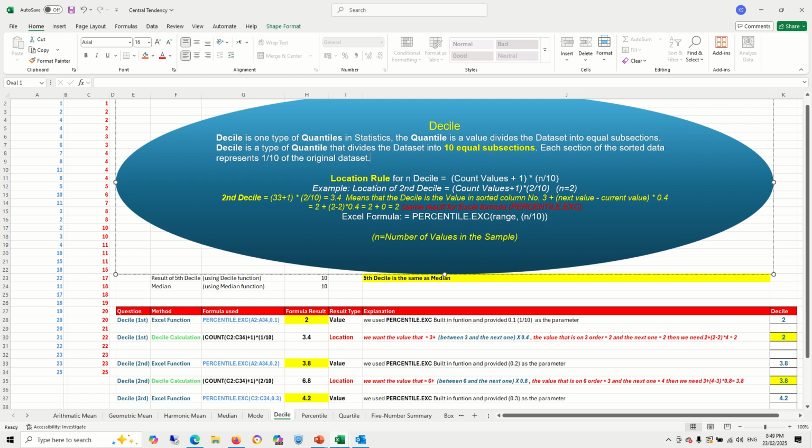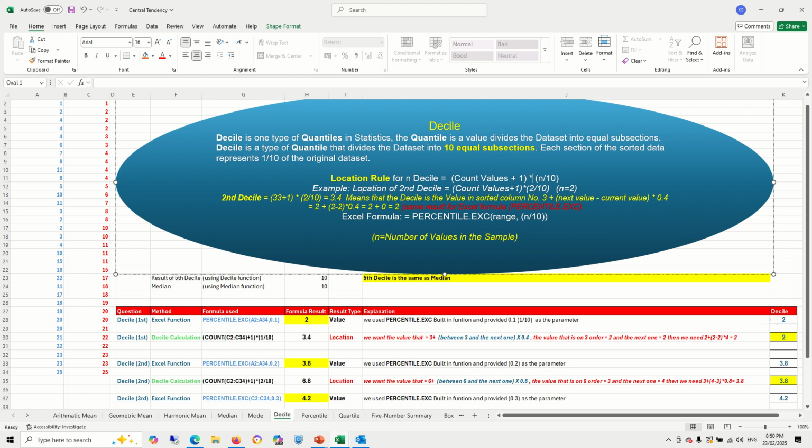We have the rule to get the location of the decile. The rule is, for n decile, n means which decile we talk about. Is it the first one, so n will be 1? Is it the second decile, n equals 2? Is it the third decile, n equals 3, and so on? The location rule is the count values plus 1. So the number of values in the data set plus 1, that will be multiplied by n divided by 10.